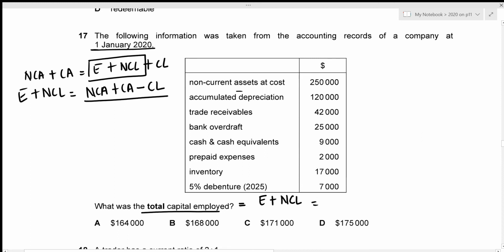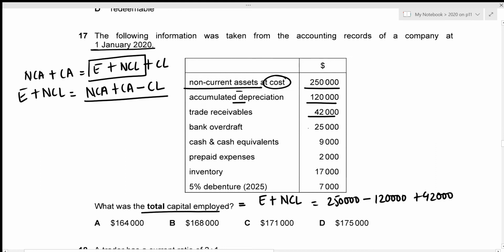Now the very first one we have is the non-current assets, which should be added. So that's 250,000. And we have the accumulated depreciation, which should be subtracted because remember in the statement of financial position, we include our net book value. And in order to figure out the net book value, we just need to subtract our accumulated depreciation from the cost. So that's going to be 250,000 minus 120,000. Then we have trade receivables, which is an asset. So these should be added.